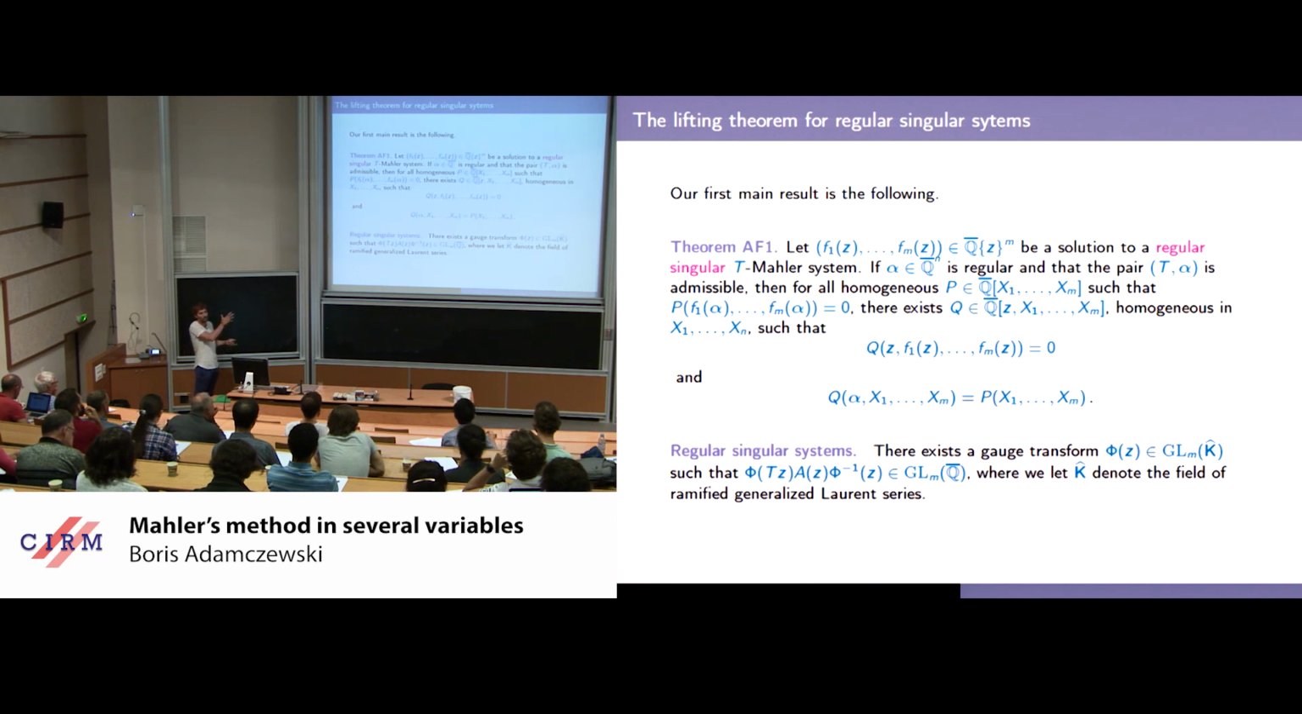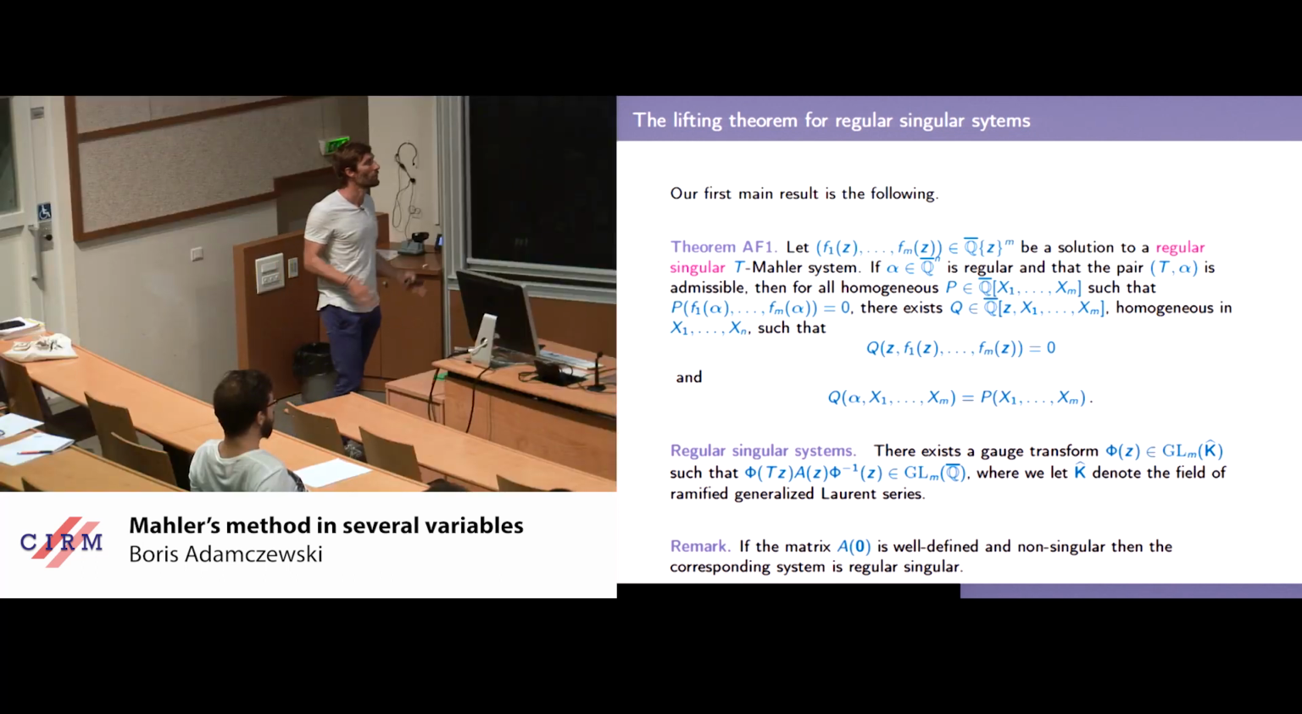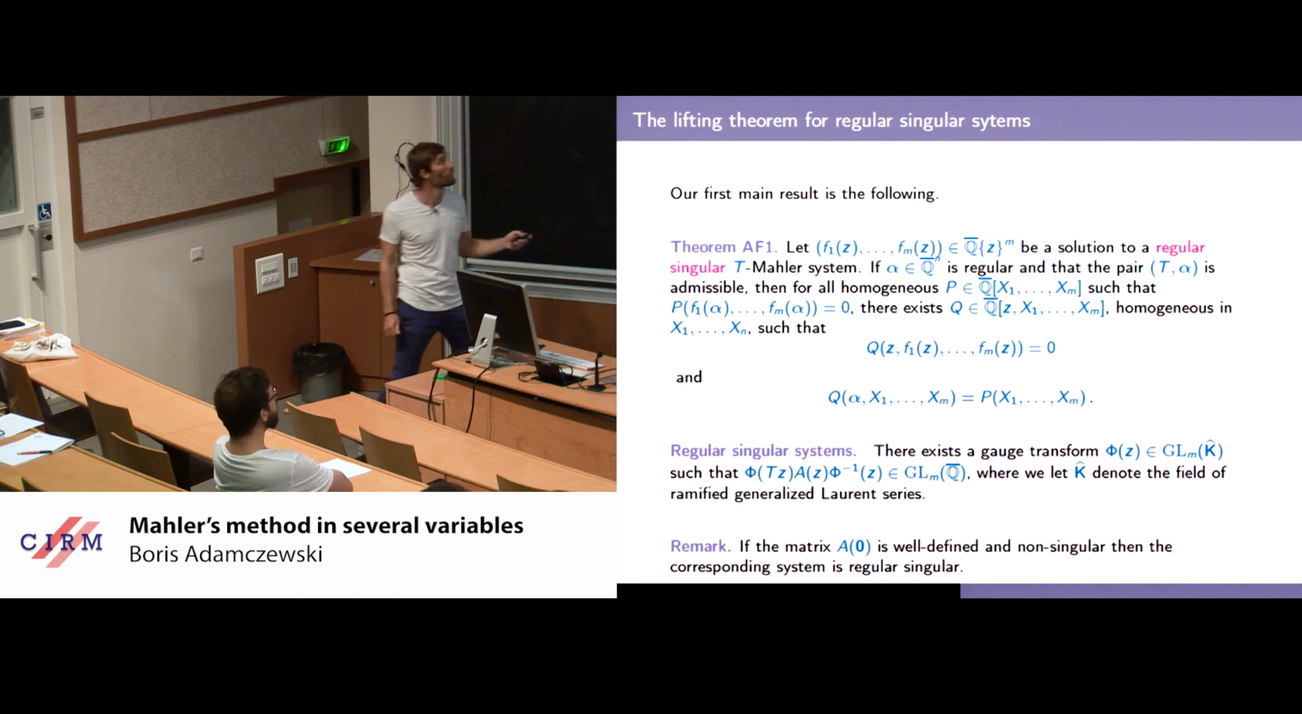But you can just not care about this definition. The point is that, in particular, if the matrix is well defined and non-singular at 0, the system is regular singular. So it is an extension of the condition in Loxton and van der Poorten. Basically, we restore the proof of Loxton and van der Poorten and extend it to this more general class of systems, and also get this finer conclusion. Okay, so this is the first result.